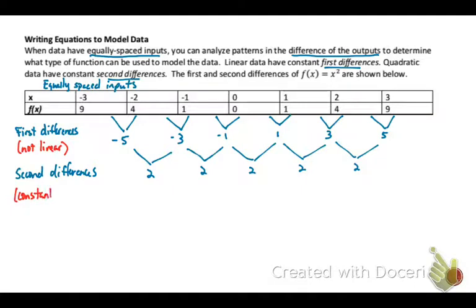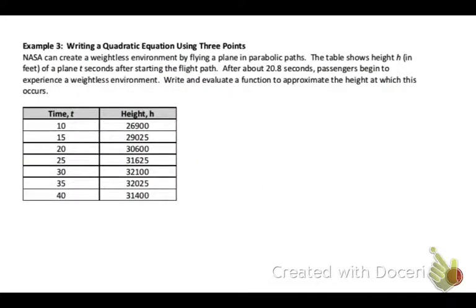We could continue, if they were not constant, and look at third differences, and if those were consistent, then that would be a degree 3. This is a method called finite differences. Remember, your inputs need to be equally spaced in order to compare the difference from one output to the next. Now let's look at this in a context.